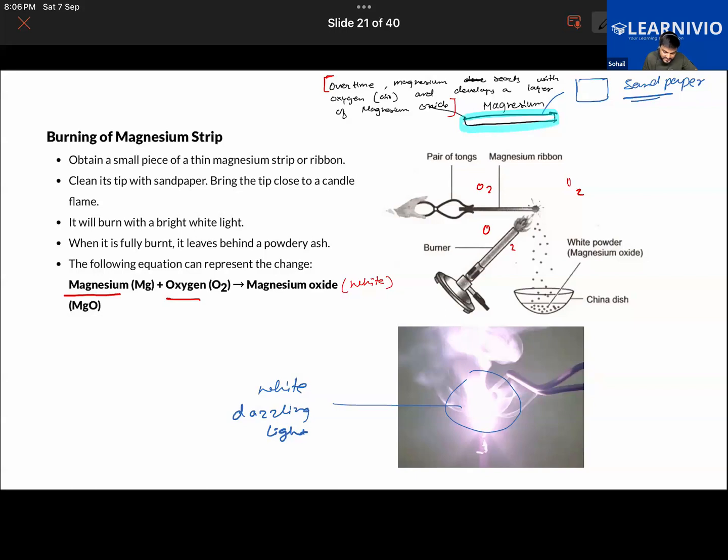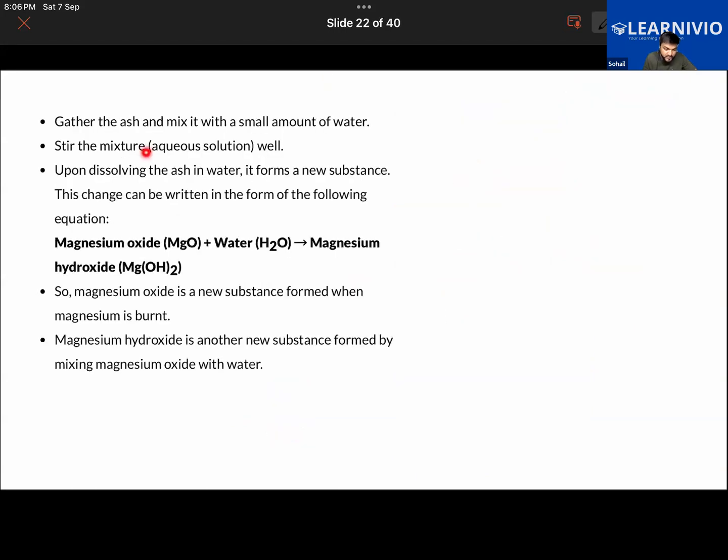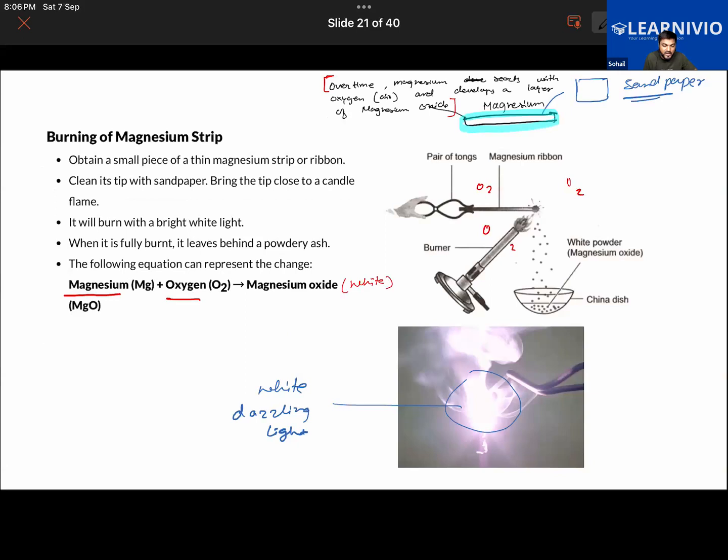Now what we are going to do is check its nature. Basically, we will check its nature. Is it a basic oxide or is it an acidic oxide?